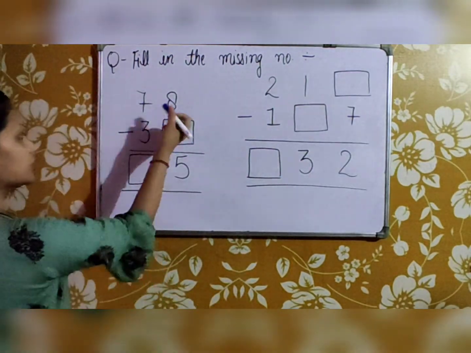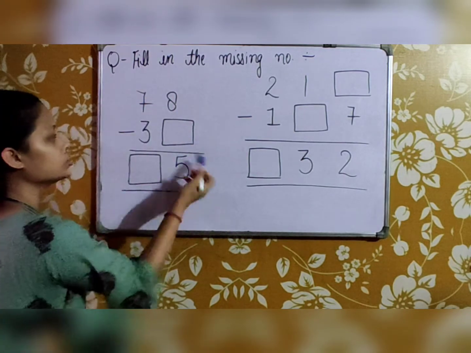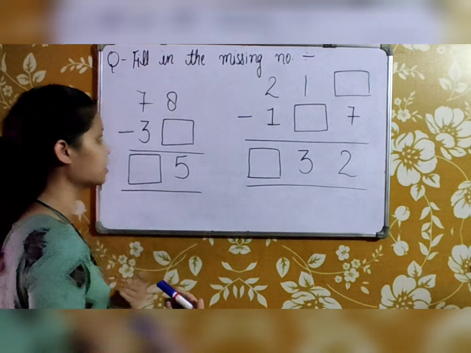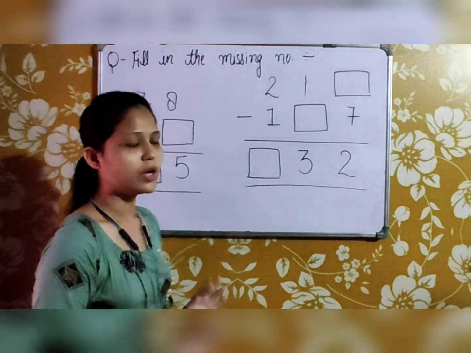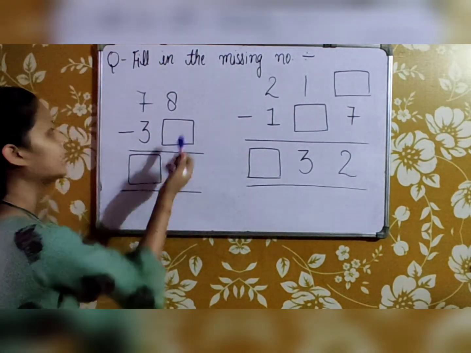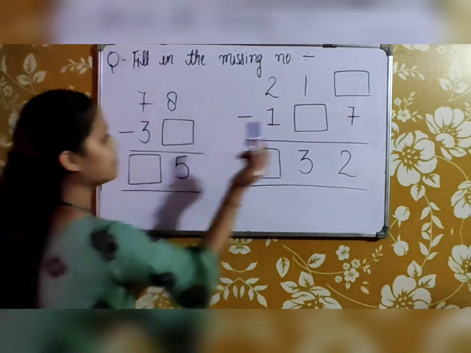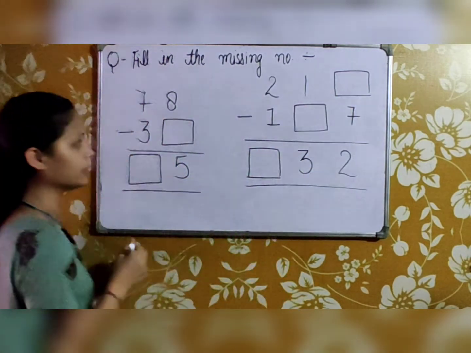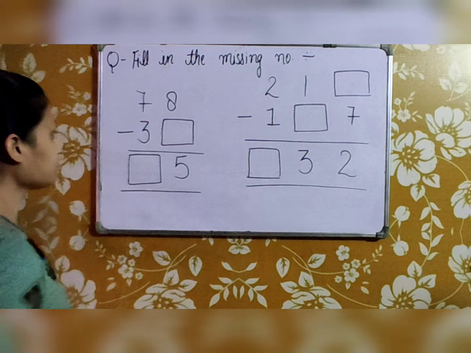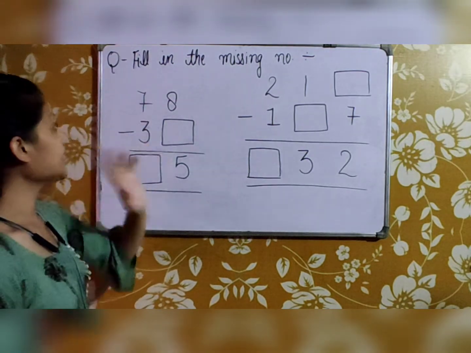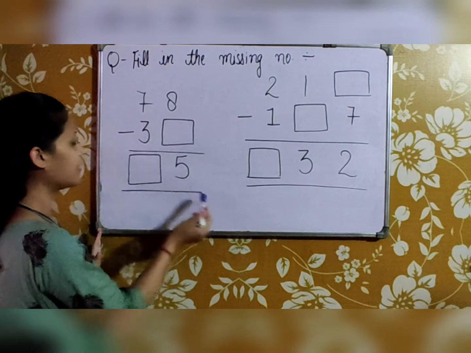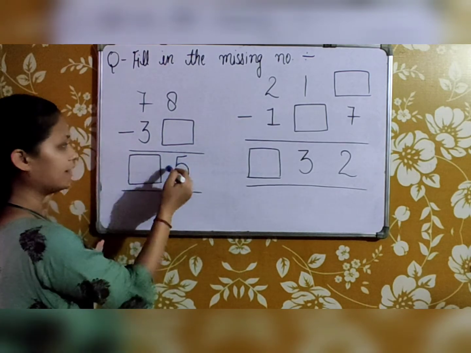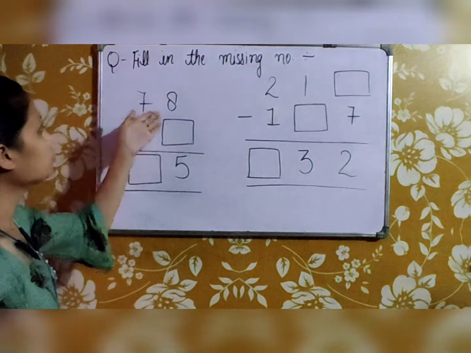Some of the digits of the questions and some of the digits of the answers have been given to us, and we have to find the blanks. We have to fill in the missing numbers. So how will we do this? See, this is 78 minus 3 and there is a blank, then we have been given a blank here and this is 5.